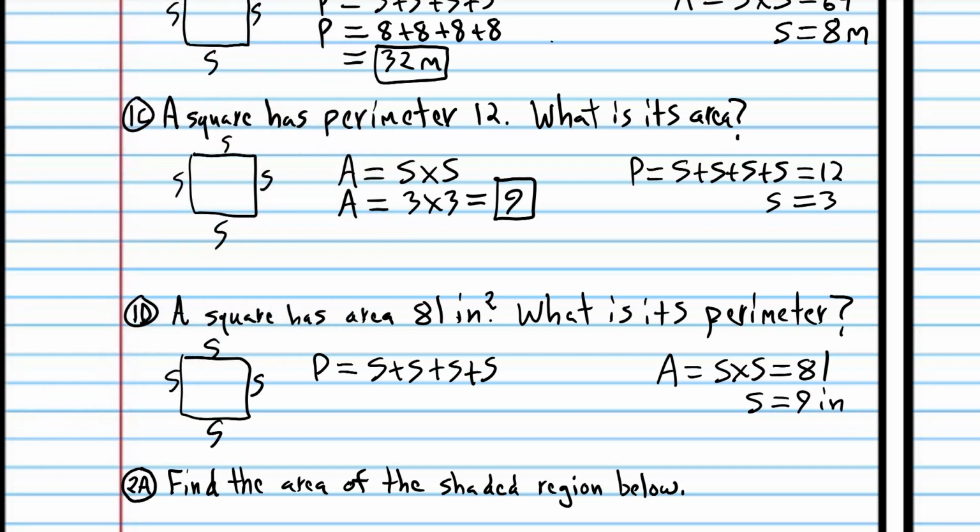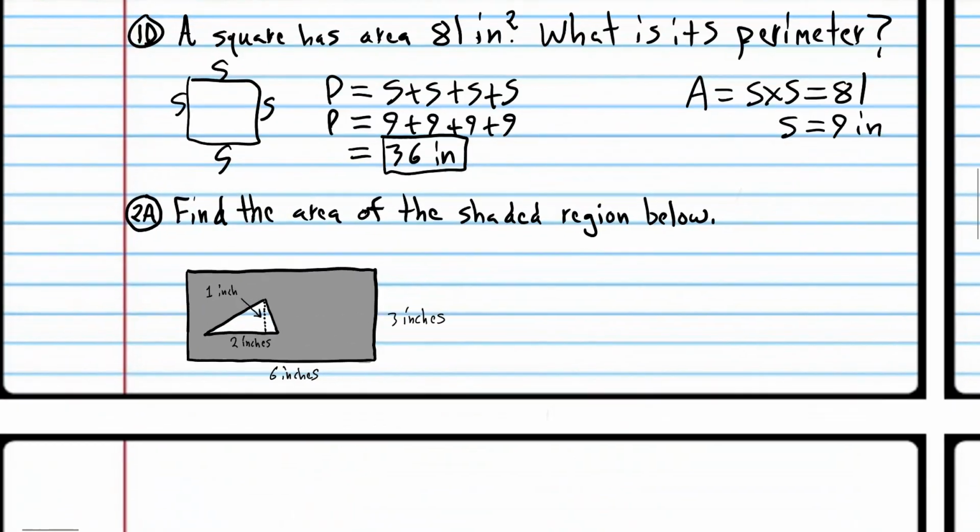So now we know S. We just plug in S for our perimeter formula, 9 plus 9 plus 9 plus 9. And 9 times 4 is the same thing as 9 added up 4 times, and that's 36. And we do have to write our units, and perimeter is one-dimensional, so it's just inches, not square inches. So if you got 36 inches, good job.